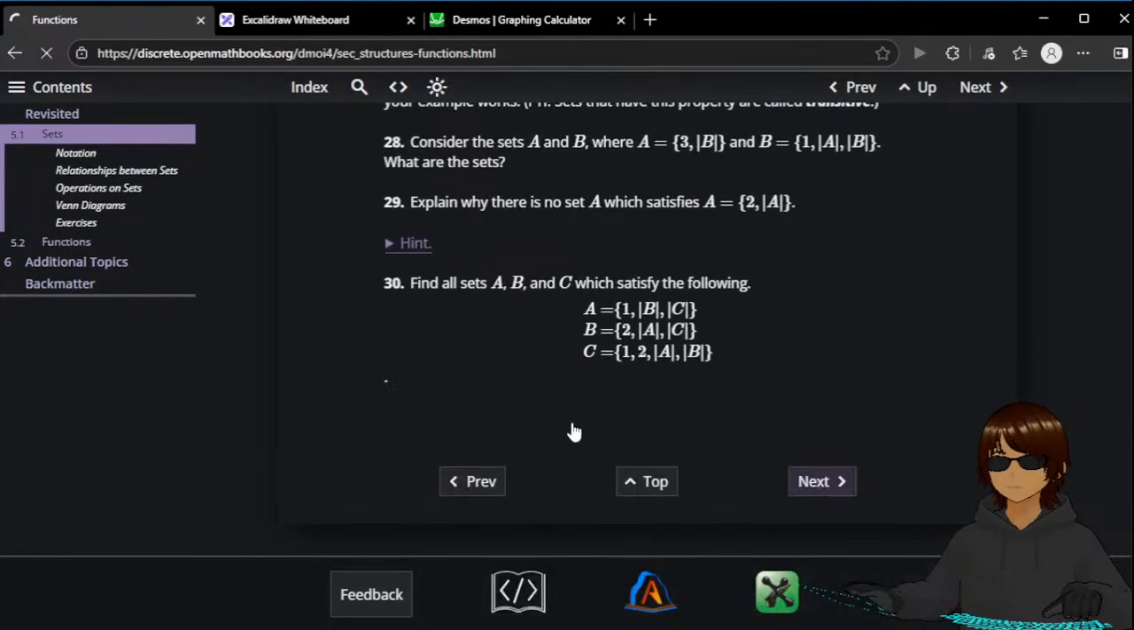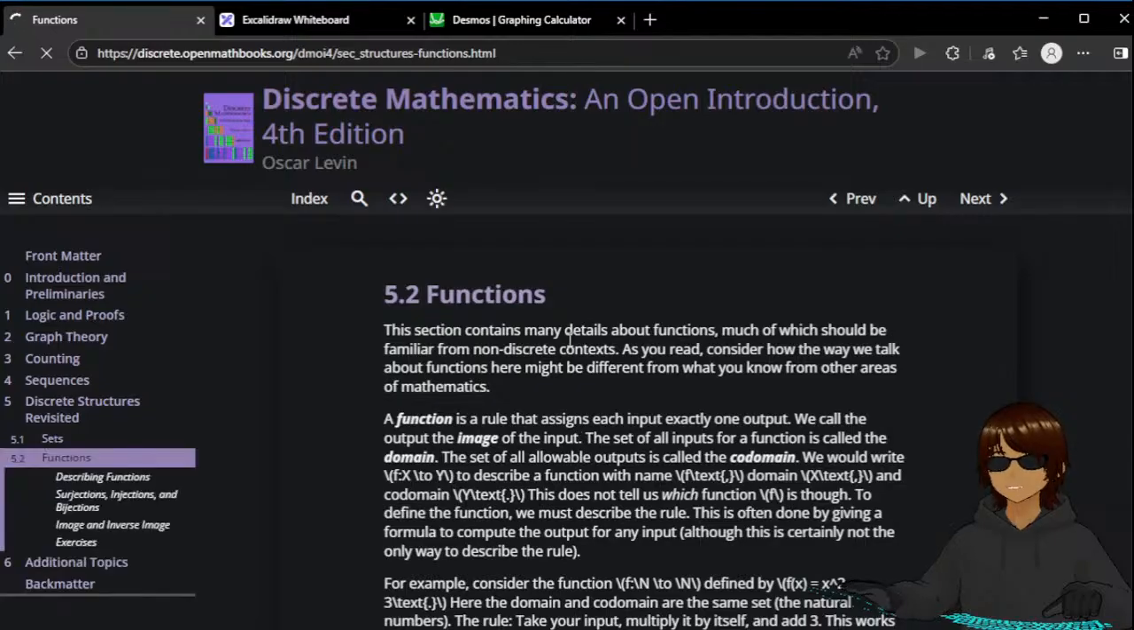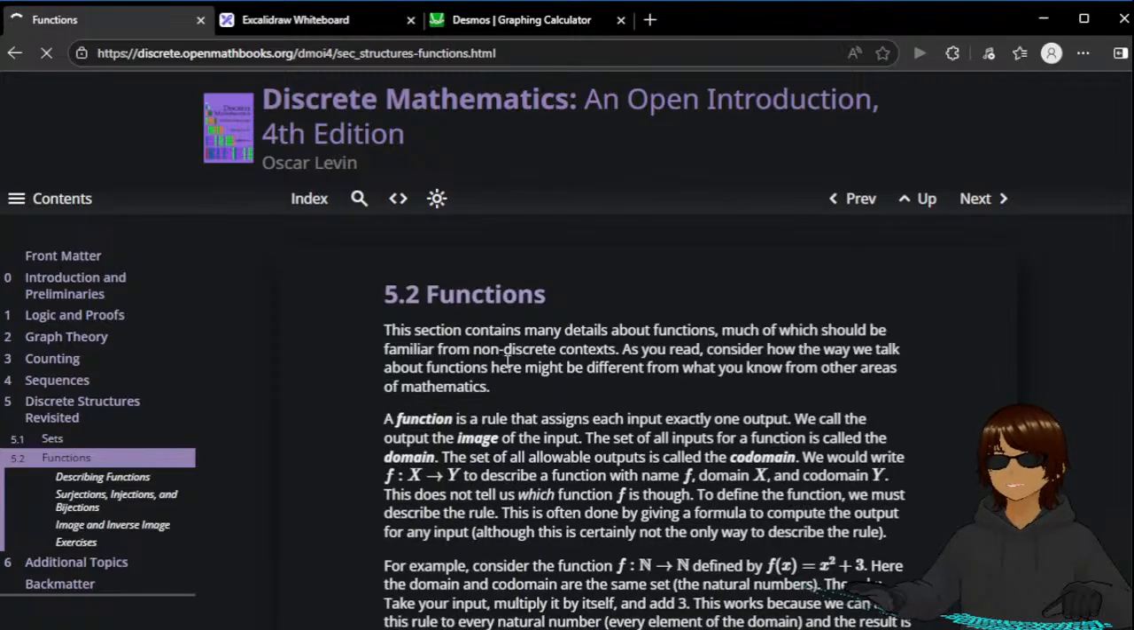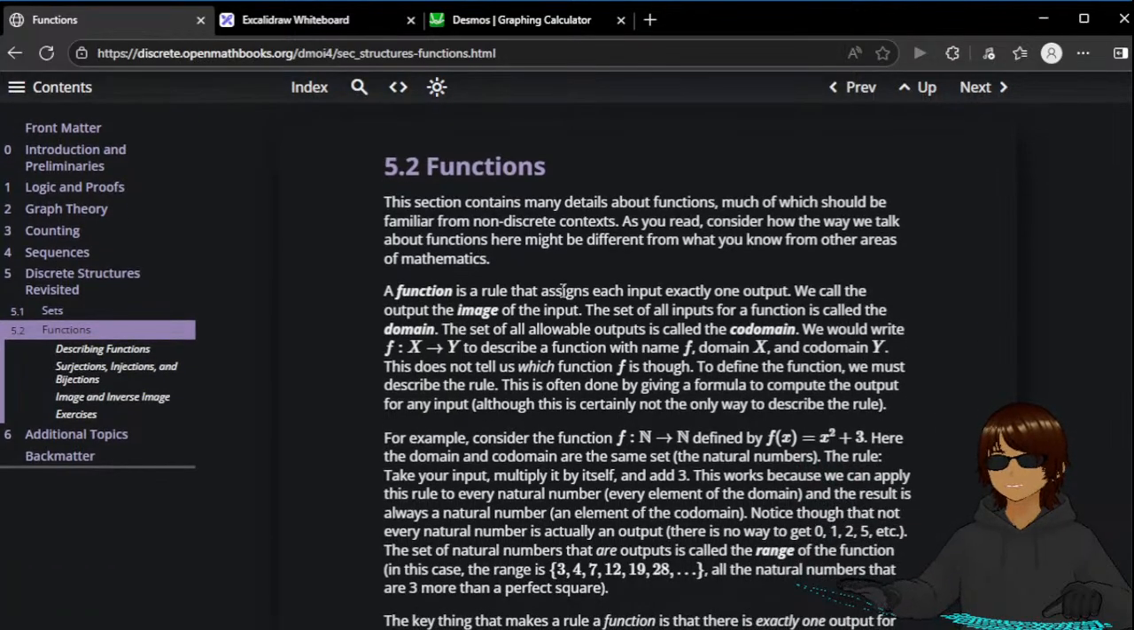Okay, next. This section contains many details about functions, much of which should be familiar from non-discrete contexts. As you read, consider how the way we talk about functions here might be different from what you know from other areas of mathematics. A function is a rule that assigns each input to exactly one output. We call the output the image of the input. The set of all inputs for a function is called the domain. The set of all allowable outputs is called the codomain.